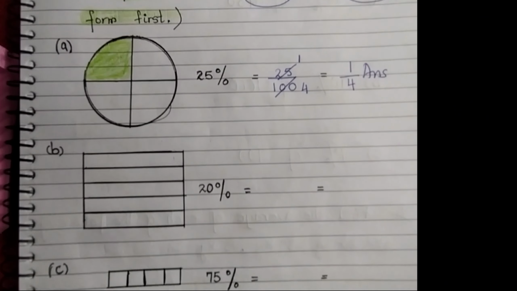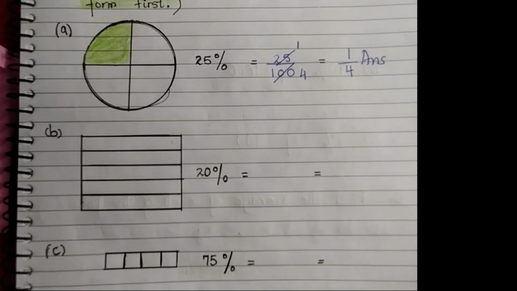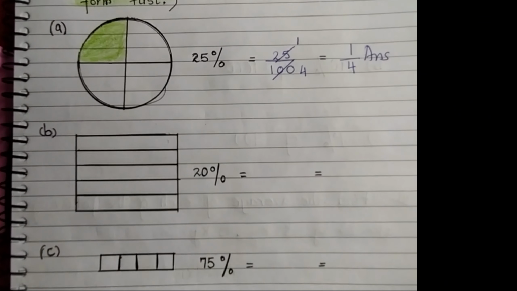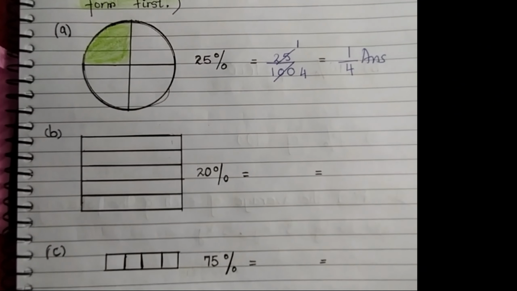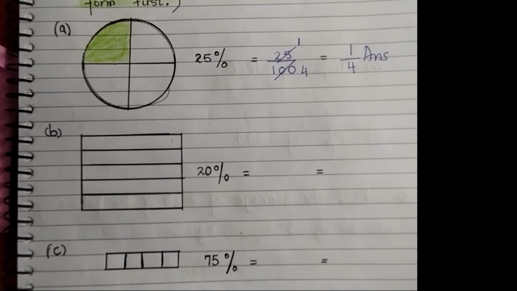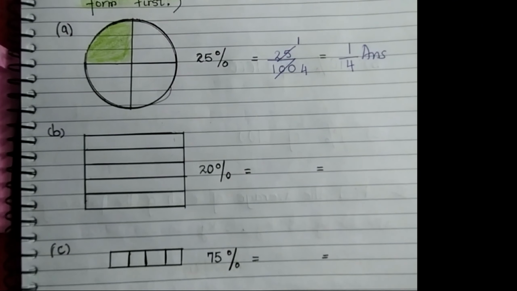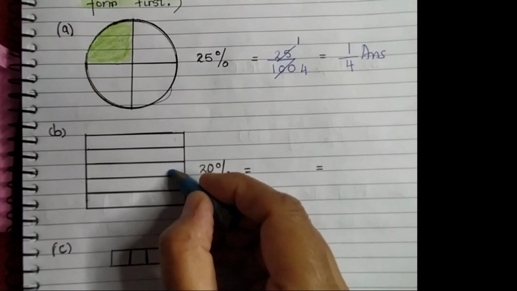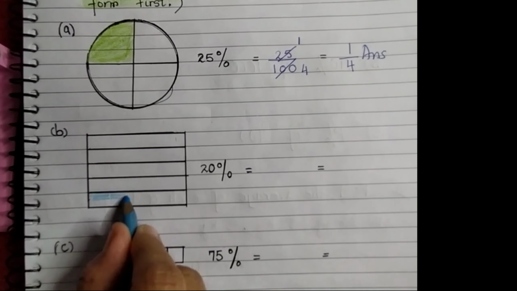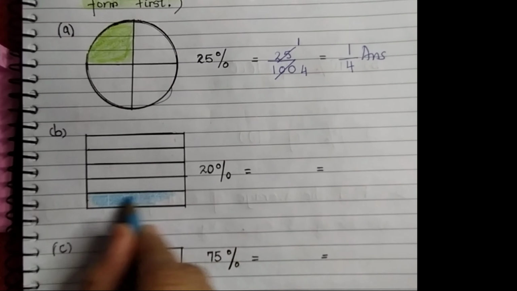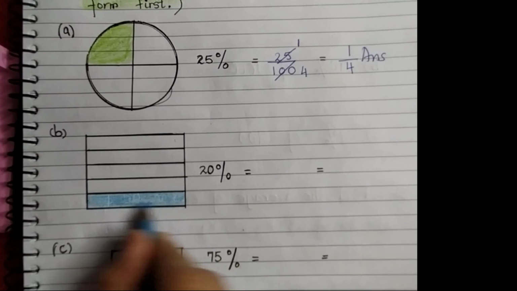Let's move on to the next part of your figure. 20%. So how will you do this 20%? How many parts have I divided this circle into? 5 parts, right? 1, 2, 3, 4, 5. So 20, 40, 60, 80, 100. Since it's just 20%, I will only color 1 part of this figure, 20 upon 100.